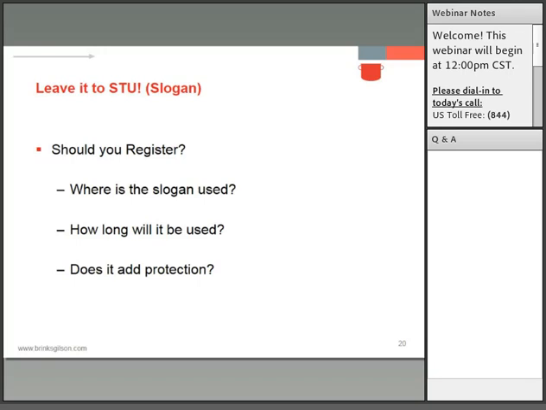Additional considerations for whether or not you should register the slogan depend on how the slogan will be used. Will the slogan be included on all product packaging? How long will the slogan be used for? If the slogan "Leave it to Stu" is only part of a brief marketing campaign, is applying for registration of the slogan even worth it? A question to ask marketing is, does a registration of the slogan add any value or protection to the client's rights?